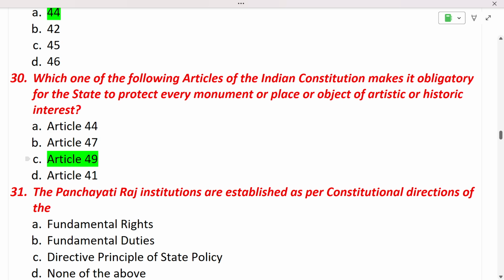Next, question number 31. The Panchayati Raj institutions are established as per constitutional directions of: Option A, fundamental rights. Option B, fundamental duties. Option C, directive principles of state policy. Option D, none of the above. So the answer is C.